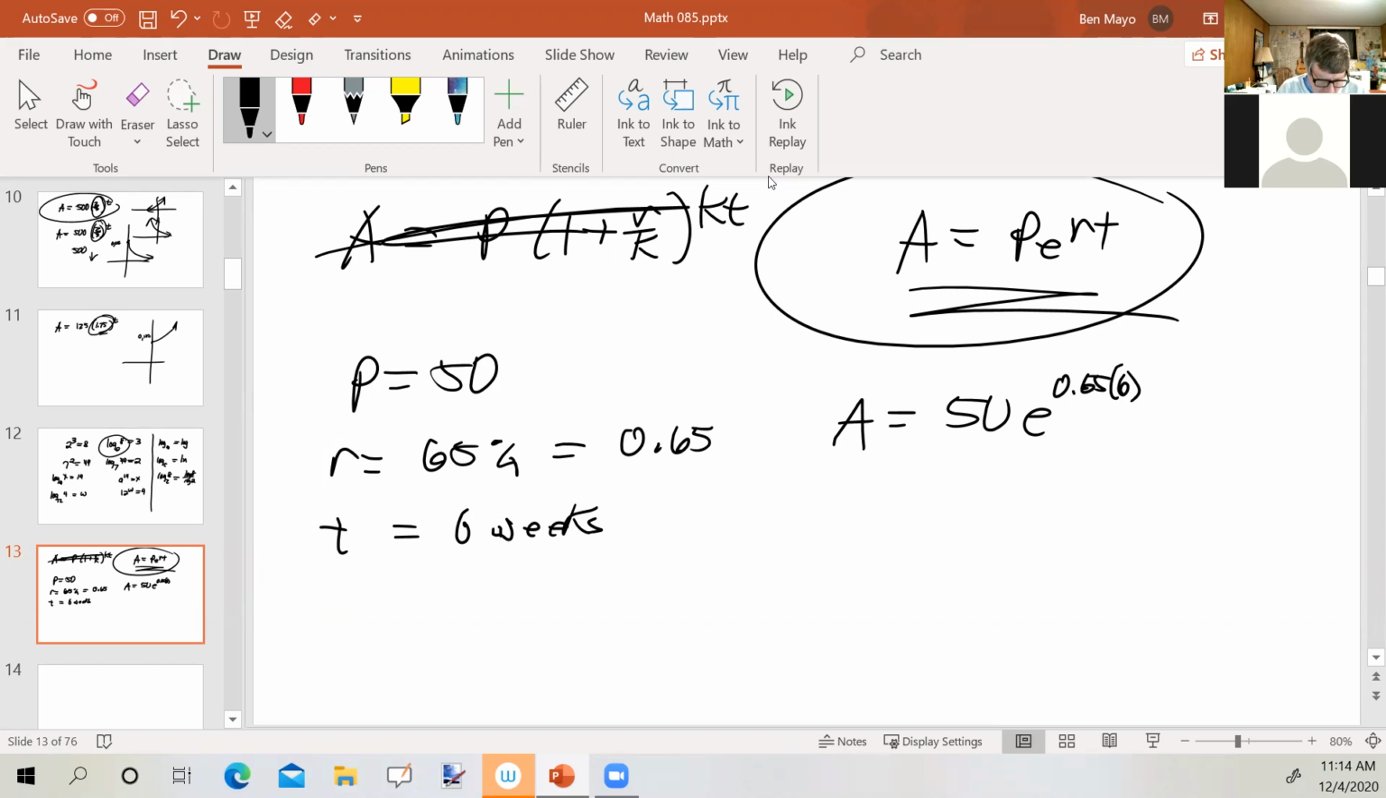Okay. And let's see, 50 times e to the 0.65 times 6. And I've got to put parentheses around my whole exponent there. And I get about 2,470.122, rounding to the nearest bed bug, 2,470.